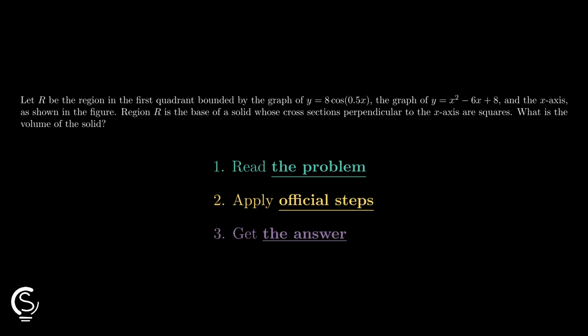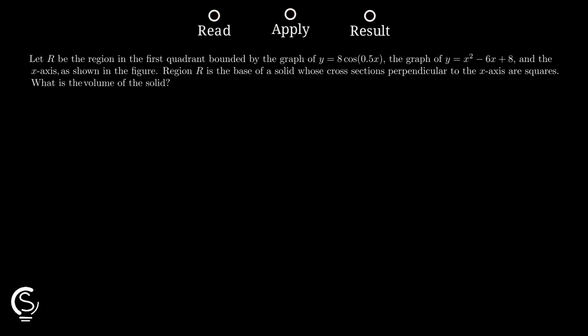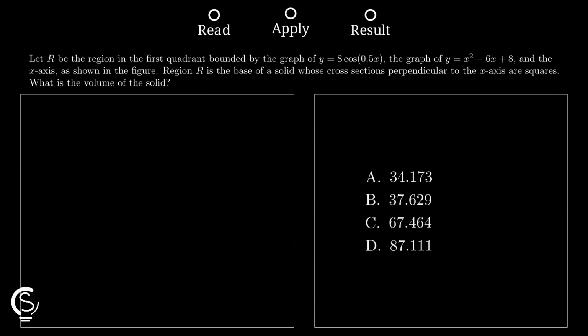Finding the volume of a solid with square cross-sections is actually super fast. We will integrate the side length squared over the entire region. First, we identify the boundaries of region R in the first quadrant. The upper curve is 8 cosine of 0.5x, while the lower curve is the given quadratic.